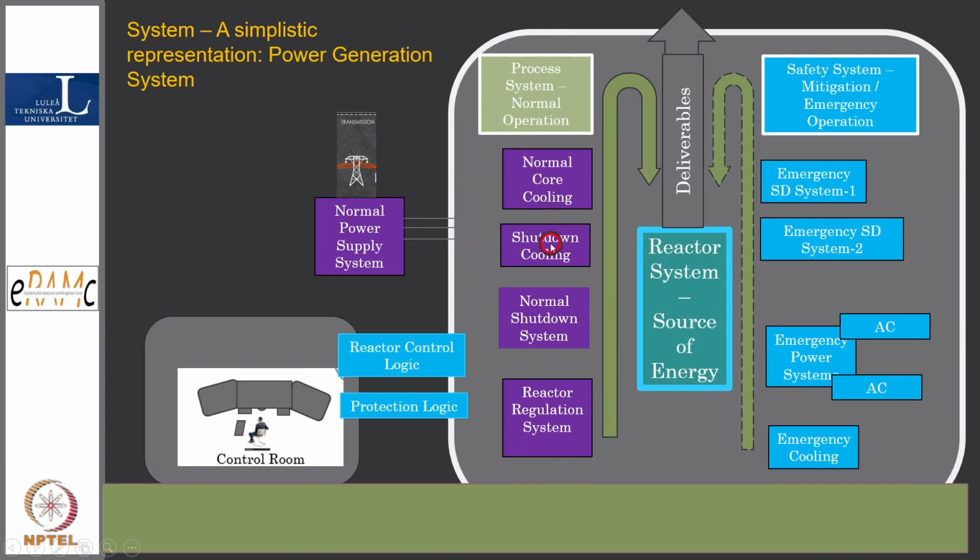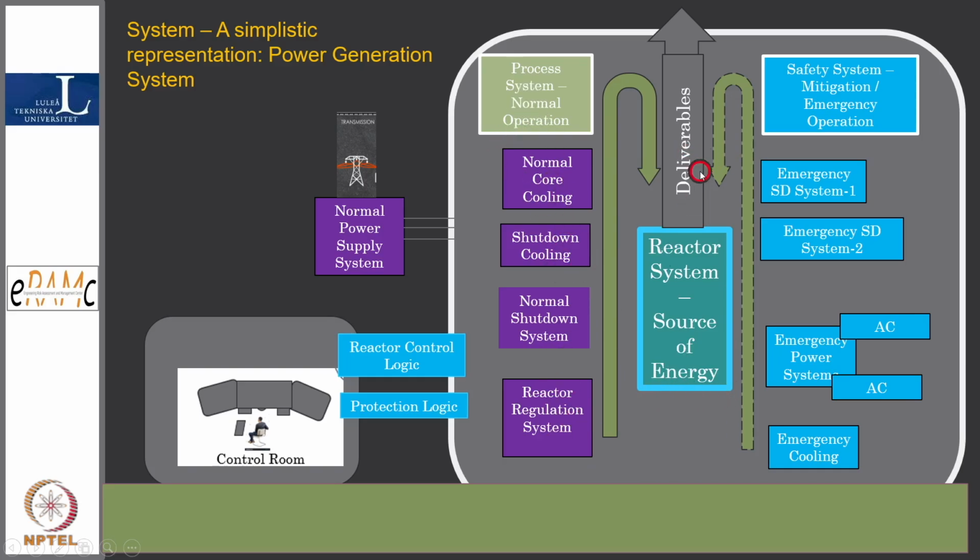But before we talk about these systems, let us talk about what is central to our modeling: the reactor system, the source of energy. There are many systems, tens of systems. I have shown you only the important ones, just to give you an idea of what we mean by a systems approach. This is the reactor system, and as long as it is safe, everything is good. Whether it is the cooling requirement, the shutdown requirement, timely shutdown, or regulation, the reactors have to be regulated. So, we put these in the category of process system.